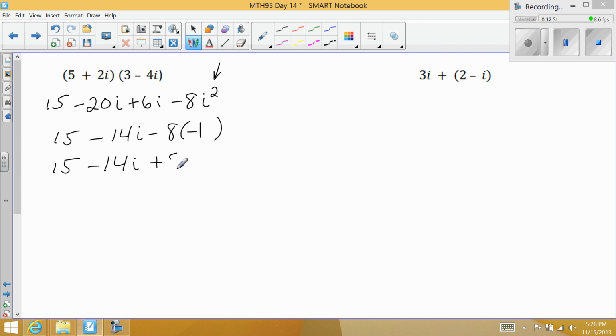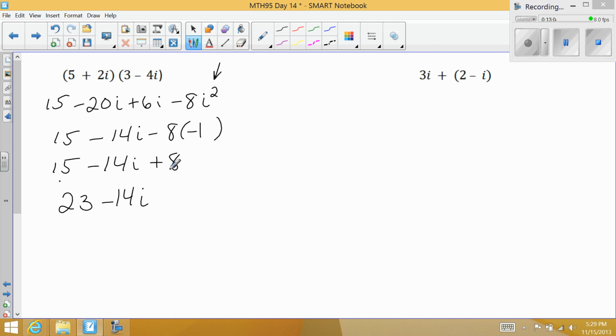This will give us a plus 8, and we've still got two like terms to combine. The 15 and the 8 are both real numbers, so we can combine them: 23 subtract 14i. So essentially, again, we're foiling just like with the binomial. We just have this extra little thing to watch out for. The i squared becomes -1, which gives us a couple more like terms to combine.